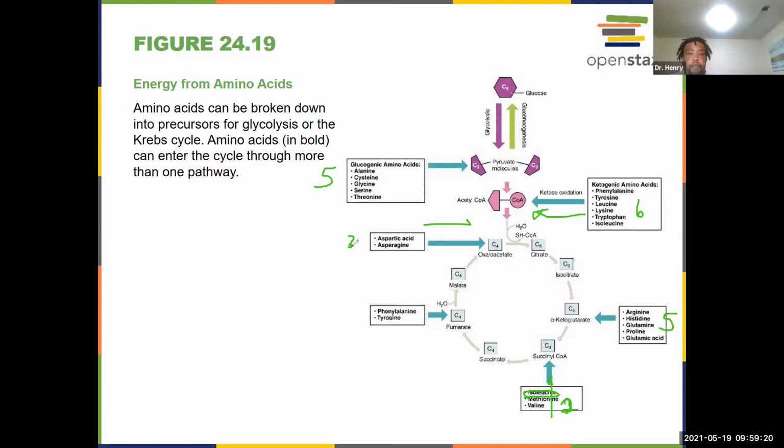So we have, you can enter at the late stages of glycolysis, right? If you're gluconeogenic amino acids, or you could enter at ketone oxidation if you're ketogenic amino acids, or you can enter within the Krebs cycle if you're the others, right? And then some of them that fall in the category can enter at multiple sites.